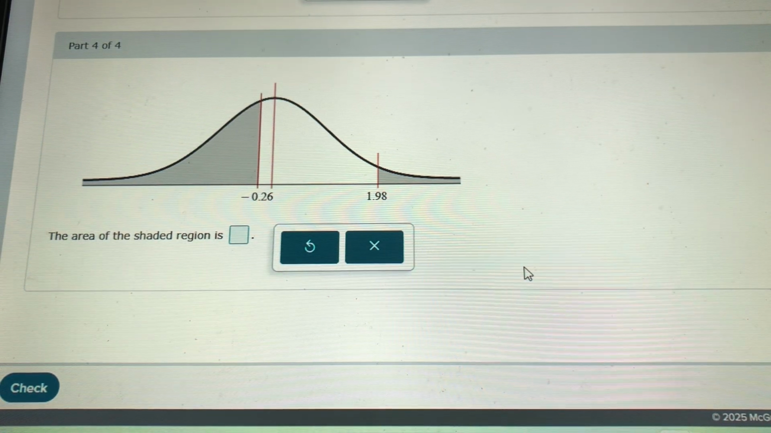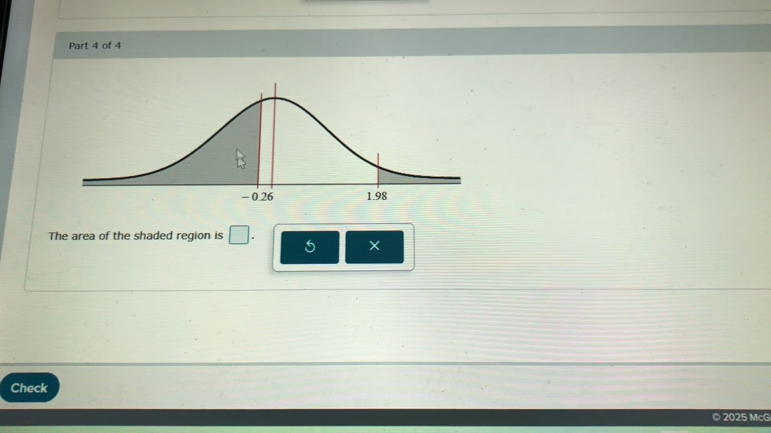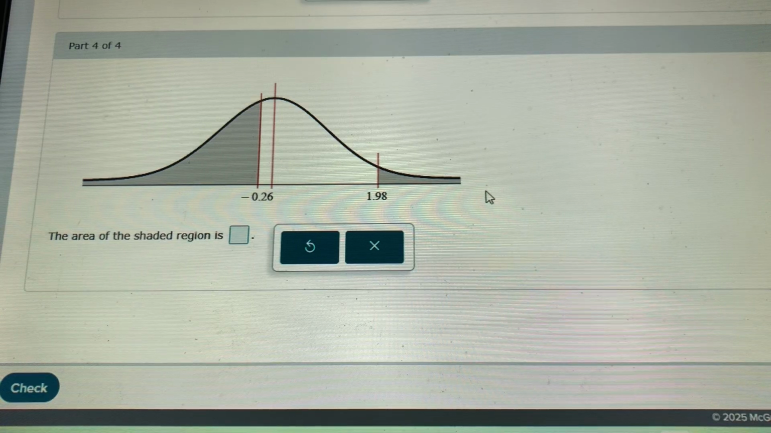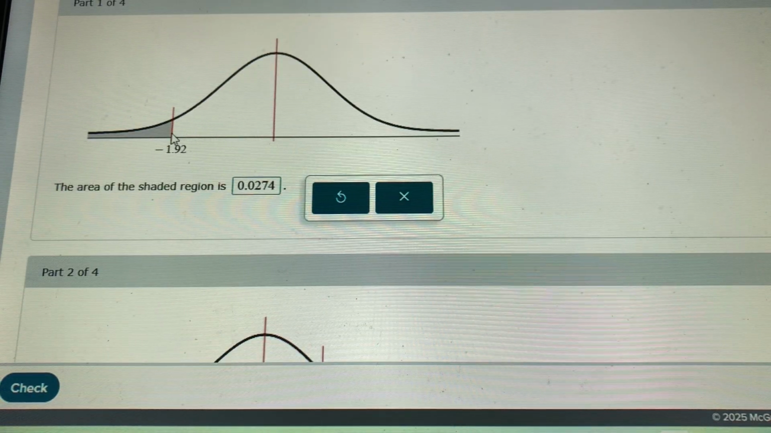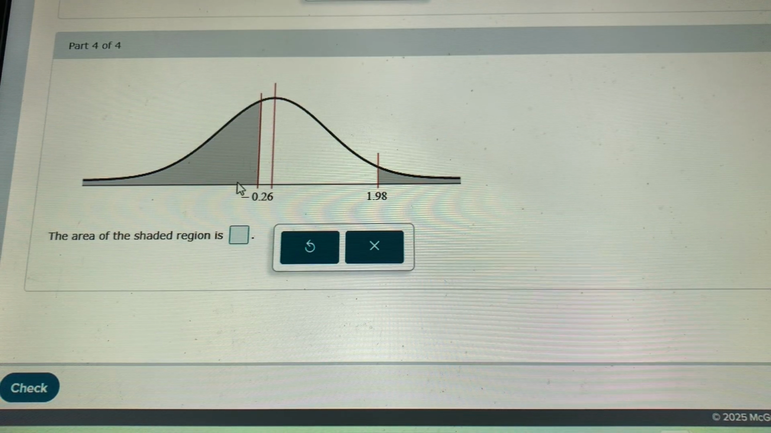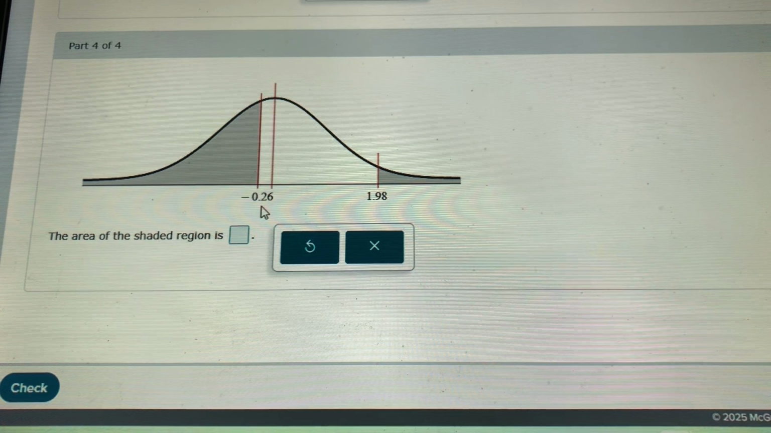Okay, there's really three main cases. This is technically a fourth case, but I don't consider it a fourth case because there's a way to do it that uses one of the first three cases. There's two options you can do here. The shaded area to the left was part 1 of 4, and the shaded area to the right was part 2 of 4. So you could repeat what you did to get these first two answers. Remember this one to the left and this one to the right. So you could do a normal CDF going to the left, where you start at negative 999 and go all the way up to this negative 0.26.